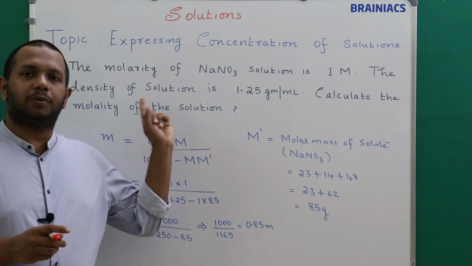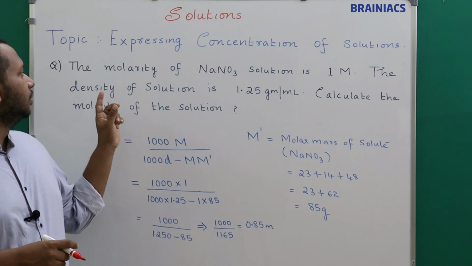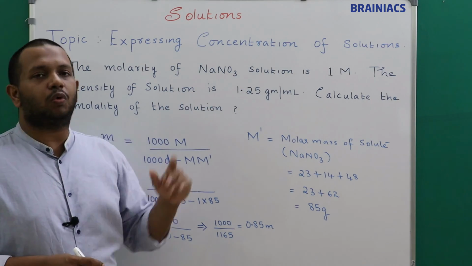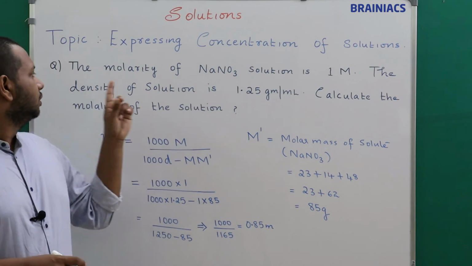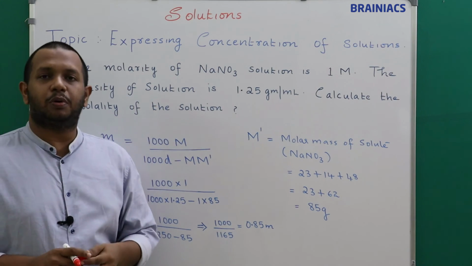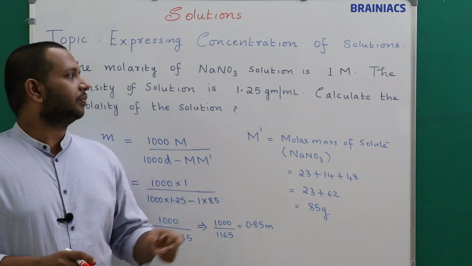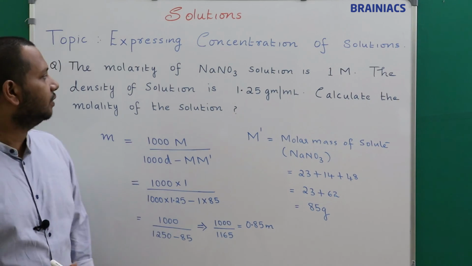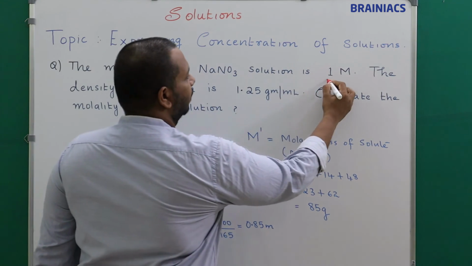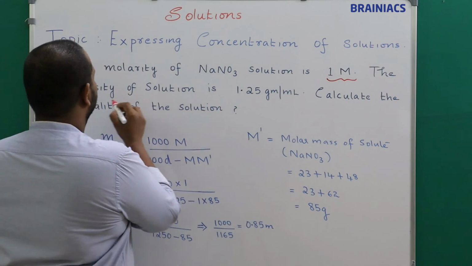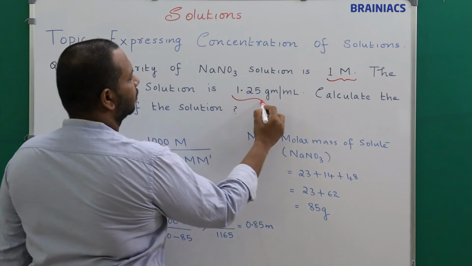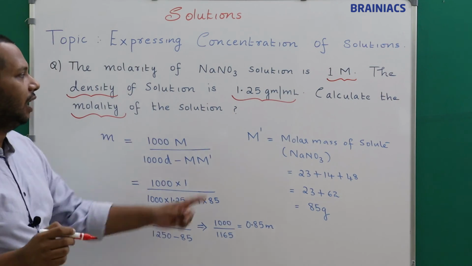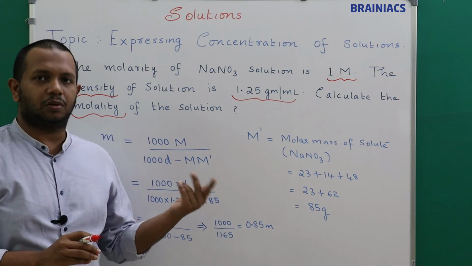I hope you are able to see the question here. The molarity of NaNO3, sodium nitrate, solution is 1 molar. The density of the solution is given as 1.25 gram per ml. Calculate the molality of the solution. So please listen here, molarity is given, density is also given, and they are asking you to find out the molality. And we know the relation between these three, just now we have learned.